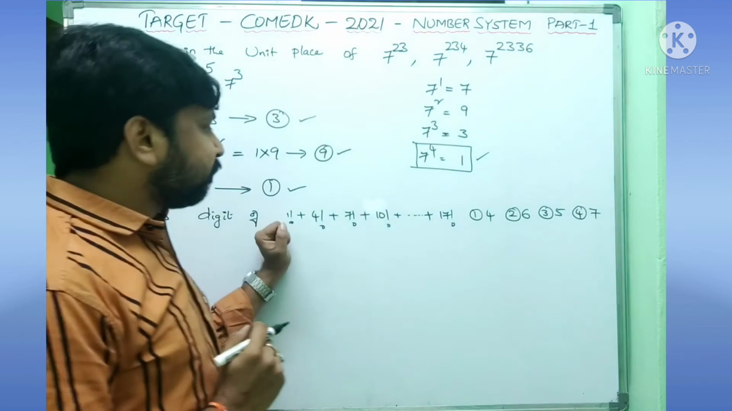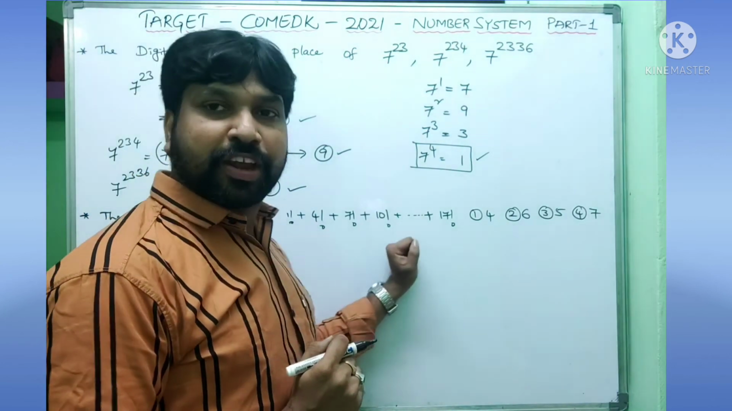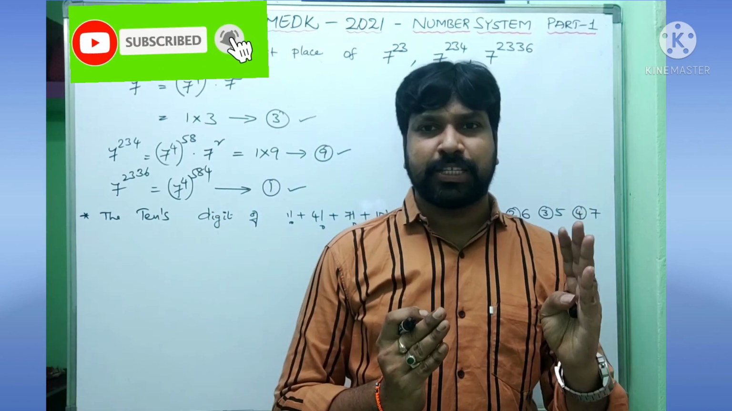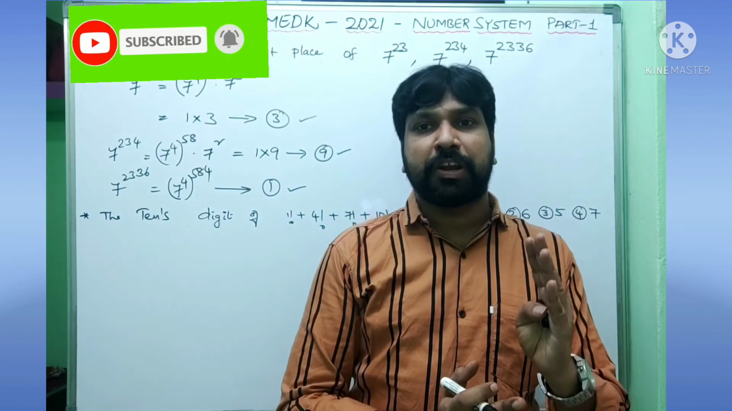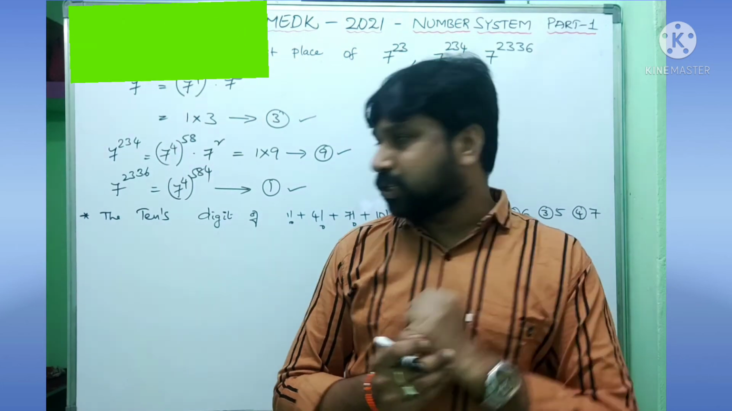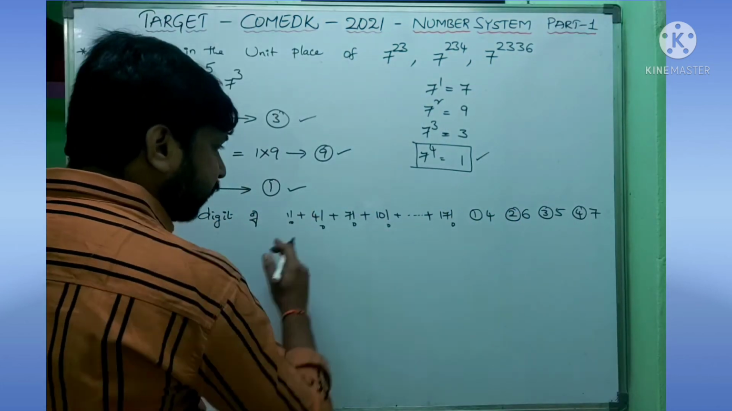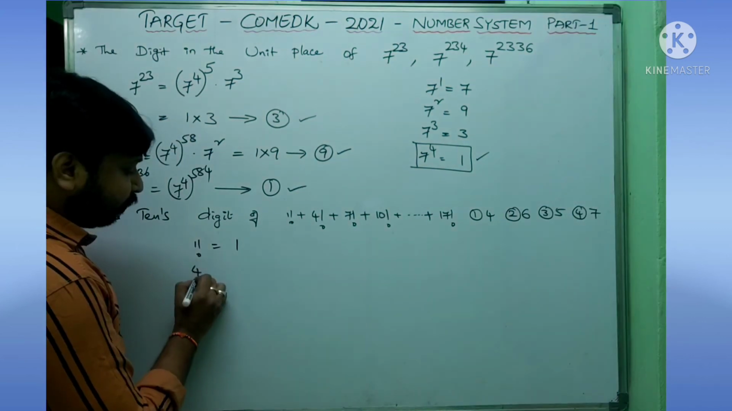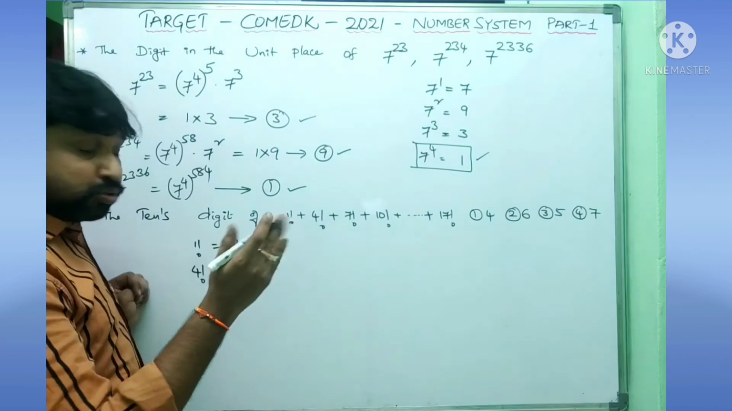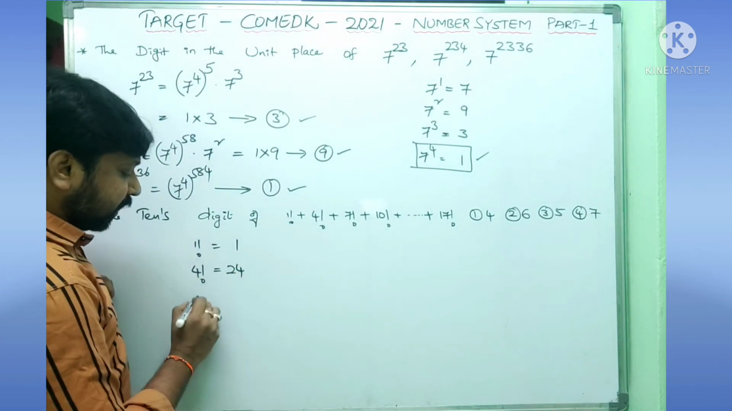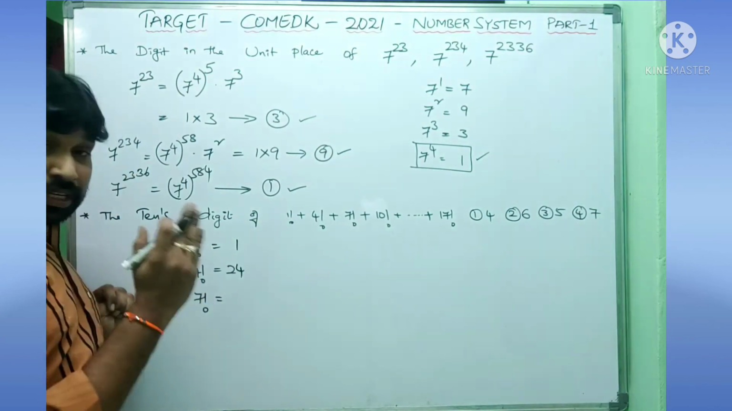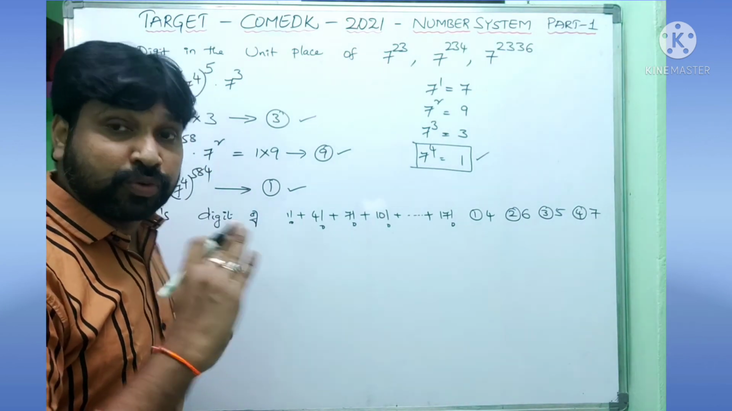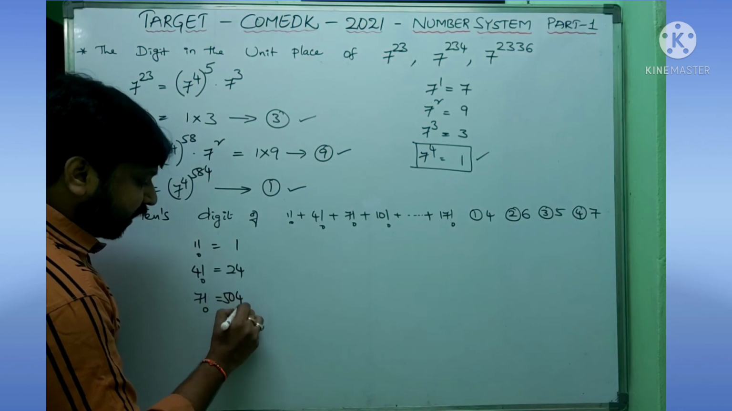The tens digit of 1 factorial plus 4 factorial plus 7 factorial plus 10 factorial and so on up to 17 factorial is what? Units place, then followed by tens place. They're asking for tens place in this particular question, friends. So just try to expand this factorization. 1 factorial is nothing but 1, and 4 factorial is nothing but 4 into 3 into 2, that is 24, and 7 factorial is nothing but 7 into 6 into 5 into 4 into 3 into 2 into 1, that is nothing but 5040.